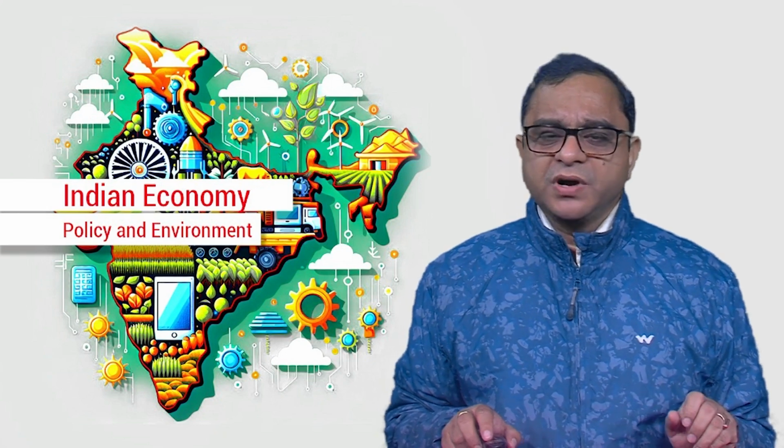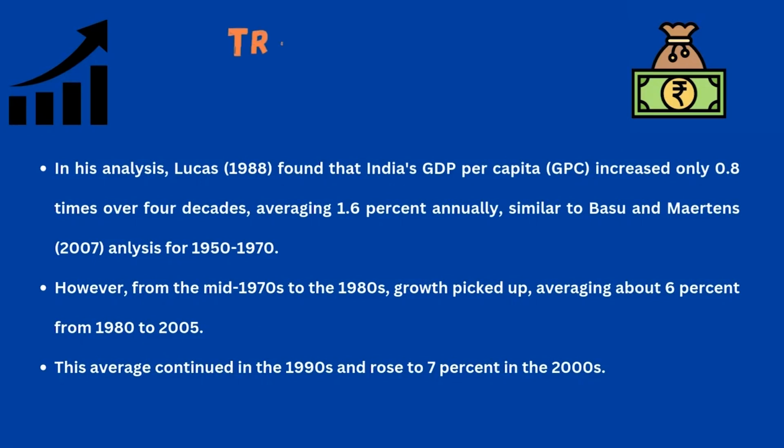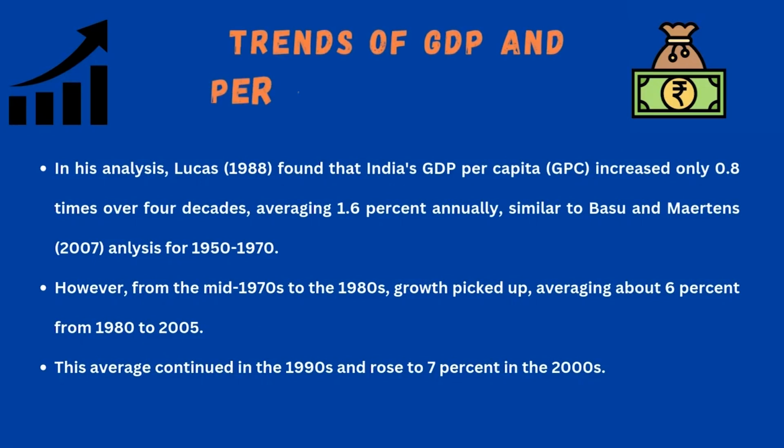So in his analysis, Lucas found that India's GDP per capita increased only 0.8 times over 4 decades, averaging at 1.6% annually, similar to the findings of Basu and Maertens' 2007 analysis for the years 1950 to 1970. However, from the mid-1970s to the 1980s, growth picked up, averaging about 6% from 1980 to 2005. This average continued in the 1990s and rose to 7% in the 2000s.